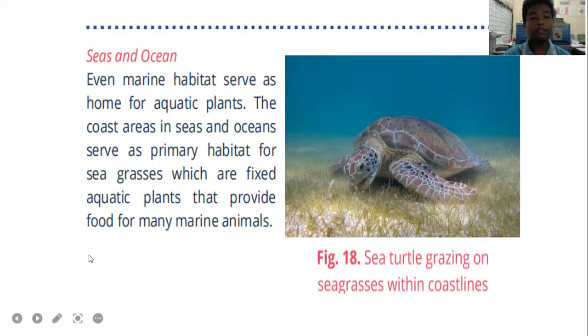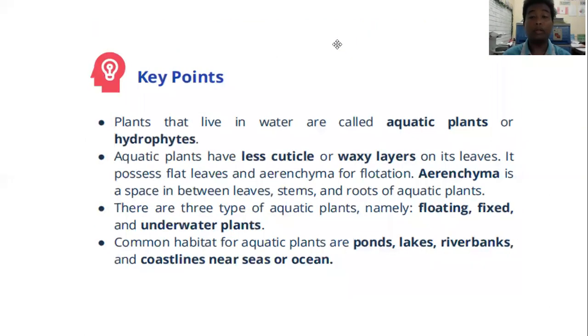Okay, so let's proceed. Key points. So plants that live in water are called aquatic plants. So ang tawag atong mga tanom, mga bulak nga nasa water, nga mabuhi sa water, they are called aquatic plants or hydrophytes. Aquatic plants have less cuticle or waxy layers on its leaves. It possesses leaves with aerenchyma or a flotation.